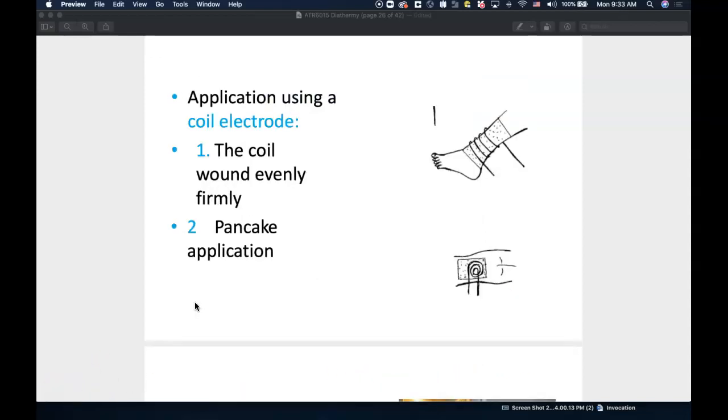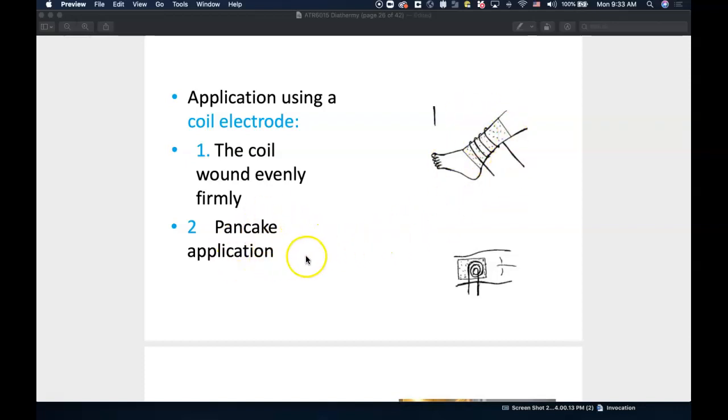The most common treatments that we will see in the clinical setting, we're going to talk through the application of those now so you know how to set it up, since we don't physically have a diathermy machine. The first one is the coil electrode method. Remember, you're going to have some sort of sleeve that you wrap around the patient, and then you wrap that coil around the injured area firmly and evenly. You want it to be tight, but not so tight that it cuts off circulation. So that's the coil method.